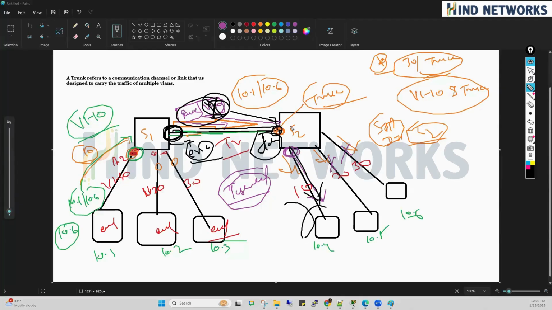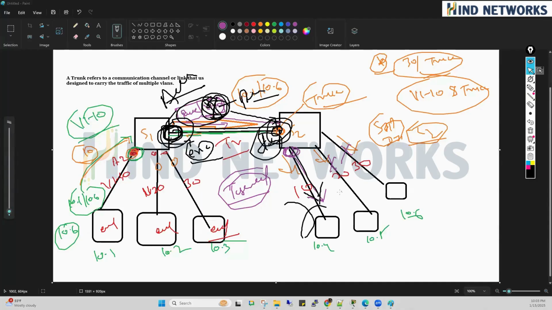PC. So here what is happening? The VLAN tag is being removed. And here what is happening? The VLAN tag is being added. So that is called encapsulation and that is called decapsulation. Clear, guys? Everyone, I hope you understand. Clear? So on a trunk link, this is the way the packet is encapsulated and decapsulated.